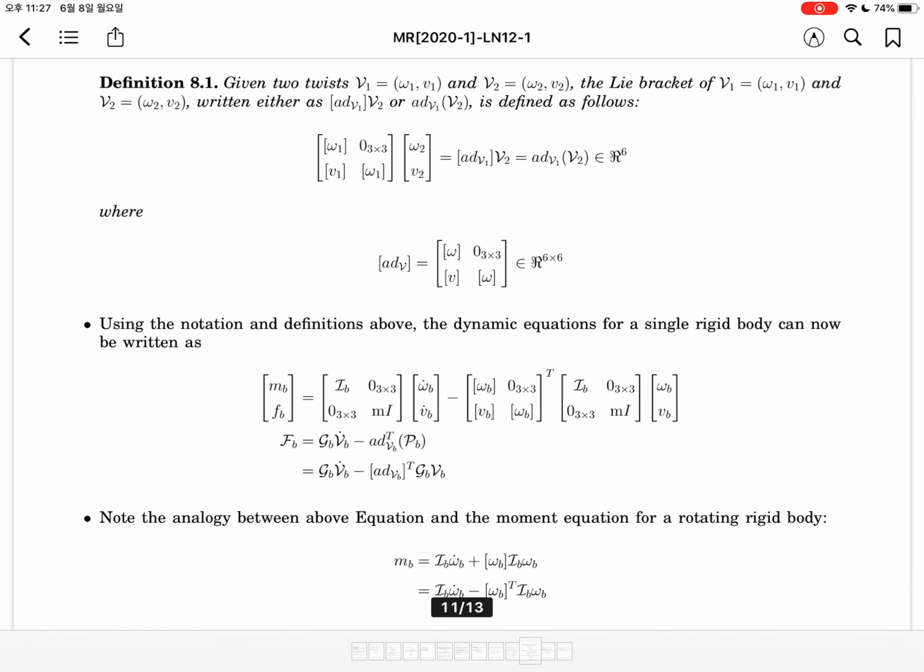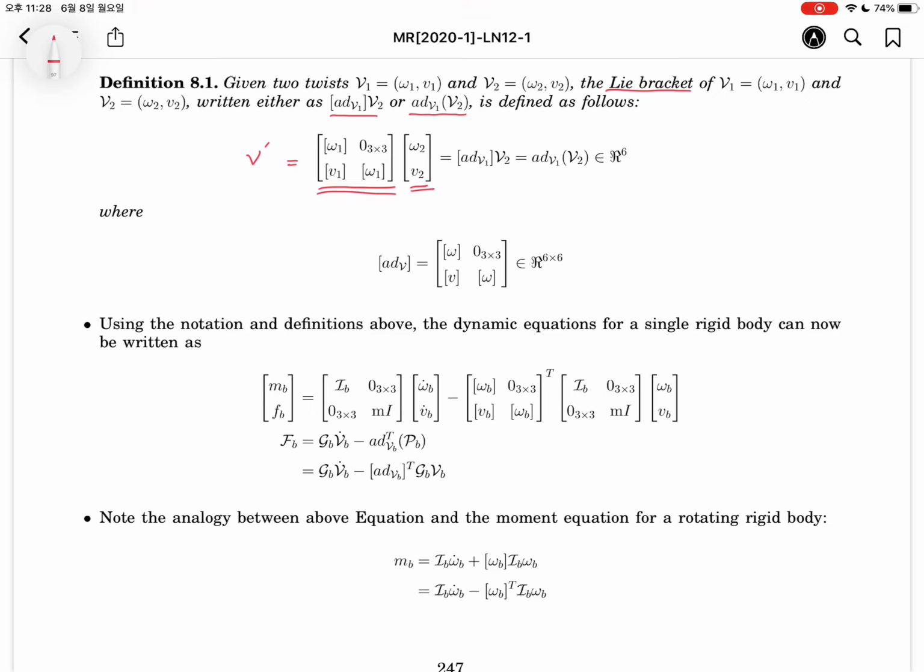Okay, Definition 8.1: given two twists V1 and V2, the Lie bracket of V1 and V2 will be written using the small adjoint, ad V1 applied to V2, or adjoint V1, V2. The Lie bracket of V1, with V2 applied to it, will produce a new twist.